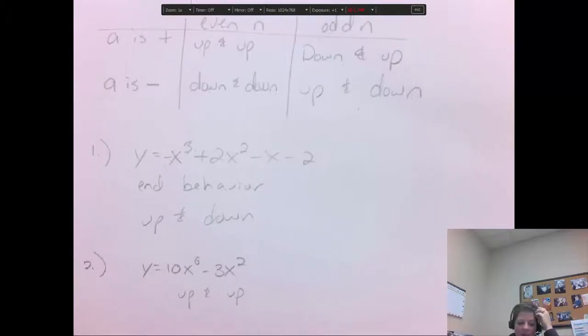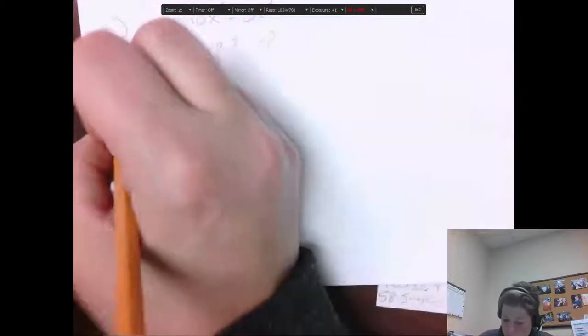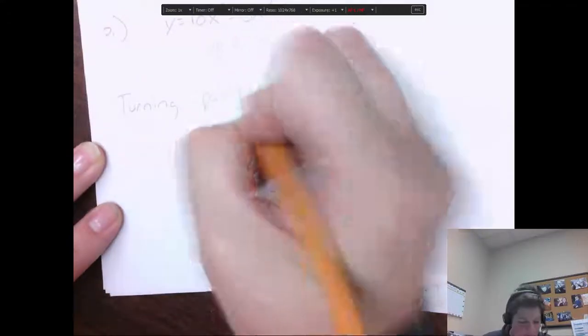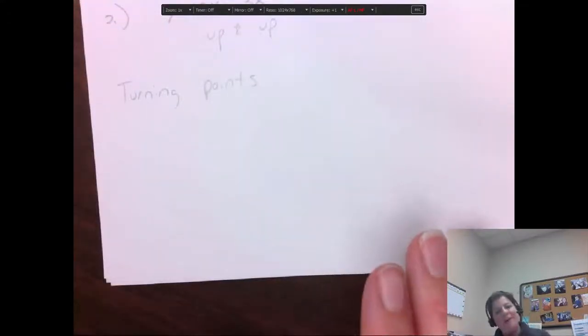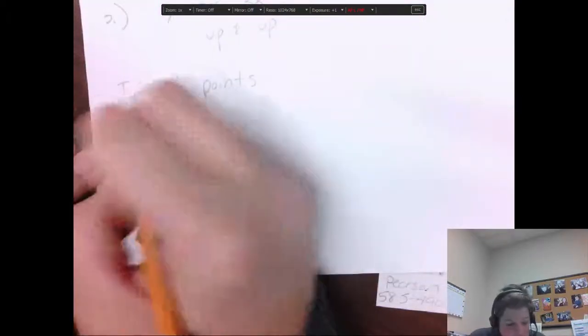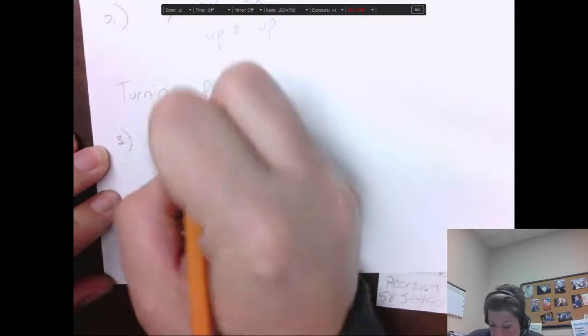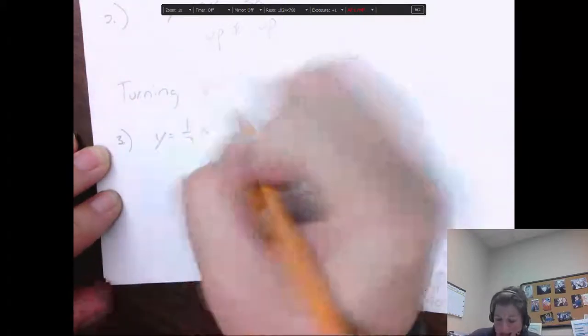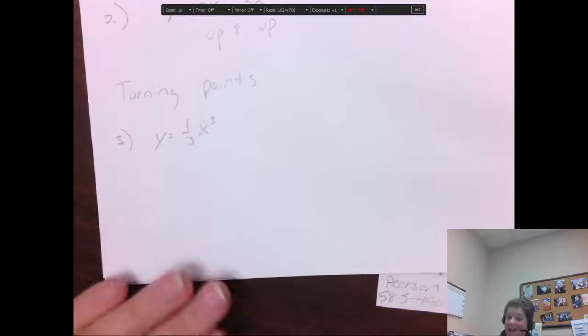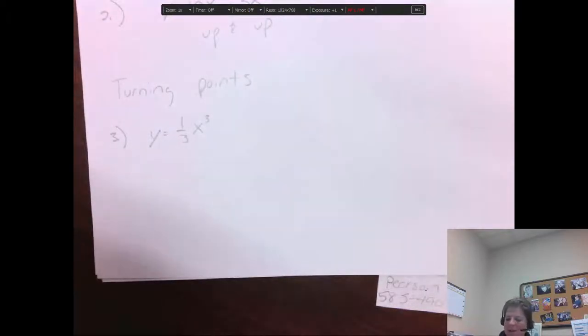Another thing that we're talking about is those turning points. We know that there's a maximum number of turning points. They like doing a lot of the x to the thirds in this section. So if I have y equals 1/3 x to the third, how many turning points does it have? Well, the max it could have is 2, or it could have none. So, 2 or 0.